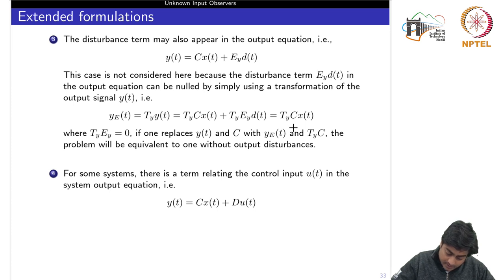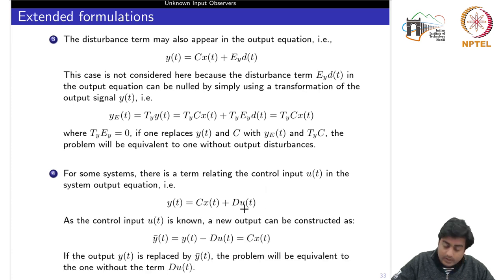Another generalization. Now, instead of having the disturbance term in the output equation, we could also have the input term in the output equation as plus Du(t), in addition to what we had seen earlier. Since this u is already measurable, we can take it on the left hand side and define a new output vector as y bar, which is equal to y(t) minus Du(t), and finally it would again become equal to C times x(t). So all these four formulations we can reduce to the standard formulation that we had introduced.